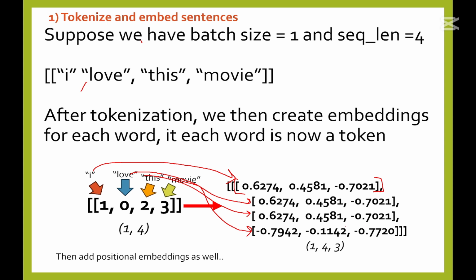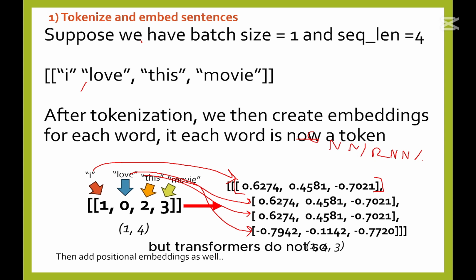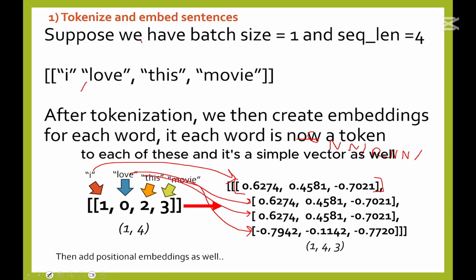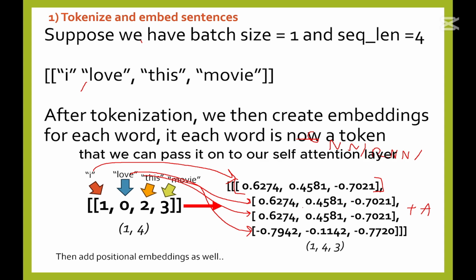After we're done with the embedding, we also have to add positional embeddings to each of these embeddings, because transformers do not inherently know the positions of each word. It's not like a CNN or RNN or other sequential neural networks that may know the positions of the words, but transformers do not. So we have to add positional embeddings as well, and it's a simple vector too. We just add it, and we get our final embeddings that we can pass on to our self-attention layer.